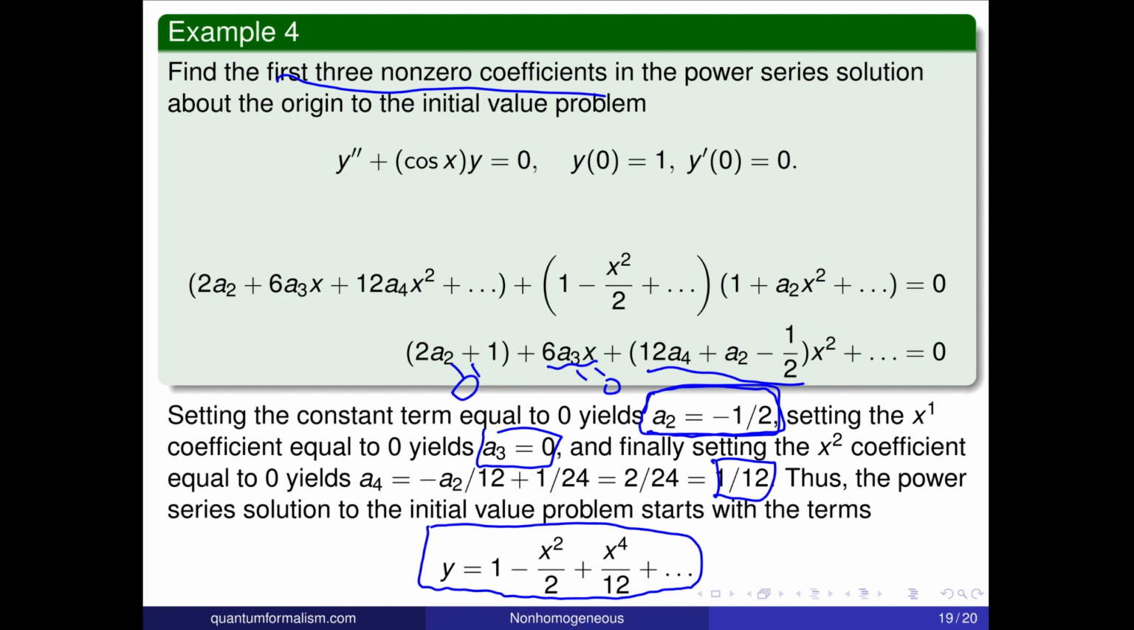So our power series solution to this initial value problem will start out as 1 minus x squared over 2 plus x to the 4th over 12. And so at least in a small neighborhood of x equals 0, this will be a pretty good approximation of the solution to that initial value problem. All right, I will stop there.